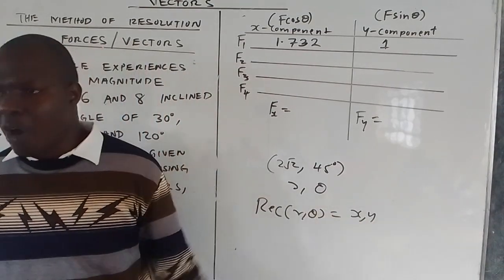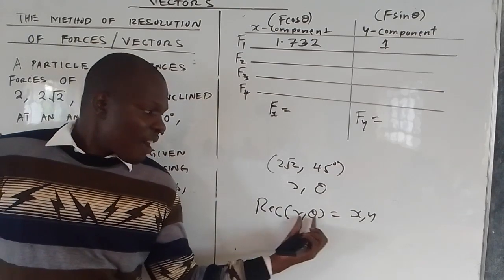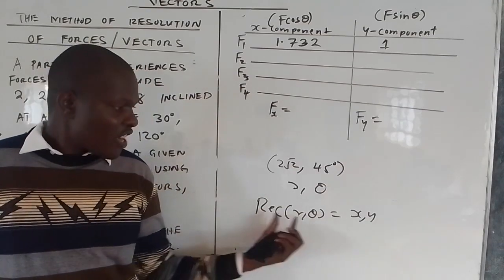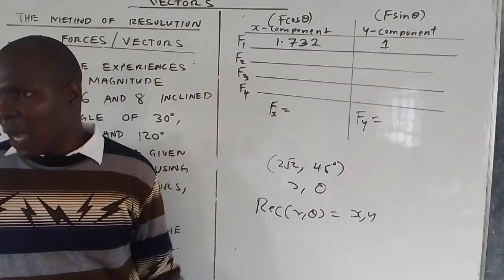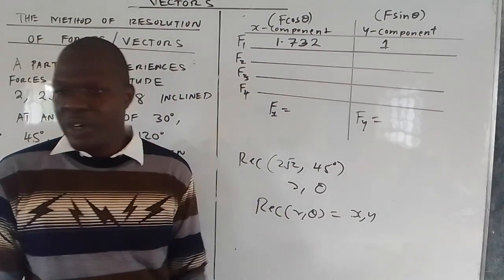Rectangular or Cartesian form, isn't it? Are we together? The rectangular form of a polar gives you rectangular. What is the rectangular form of r theta? You get xy. So can you put that? What is the rectangular form of 2 root 2, 45 degrees?